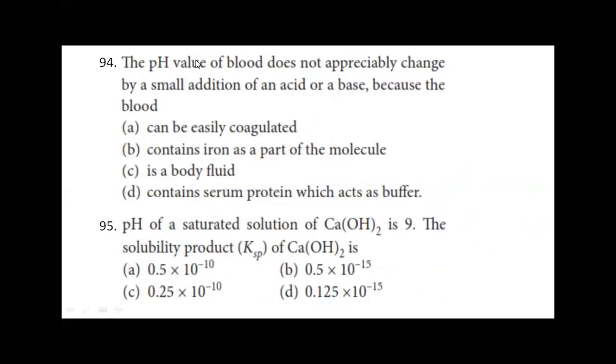The pH of blood does not appreciably change by a small addition of an acid or a base because the blood can be easily coagulated, contains iron as a part of molecule, is a body fluid, or contains serum protein which acts as a buffer. If you see, what is the pH of the blood, tell me. The pH of blood is 7.4. We have discussed this. It is maintained constant.